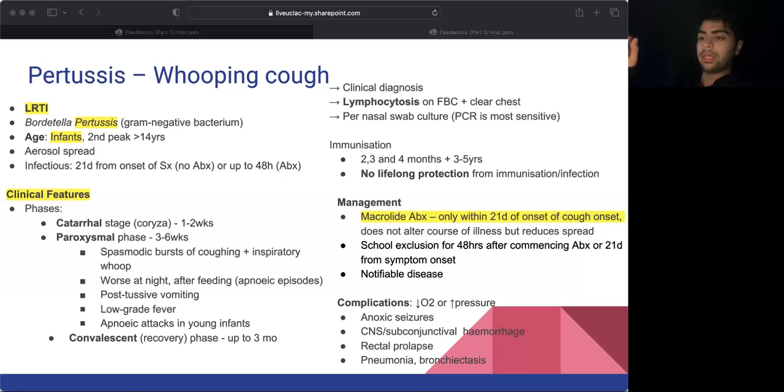And the final thing to mention is that the complications are related to the fact that because they cough so much, they get hypoxic, or they cough so much and it increases intracranial pressure, which rarely causes CNS hemorrhages or subconjunctival hemorrhages, or even anoxic seizures and rectal prolapse. So we can just go on to the next slide now.